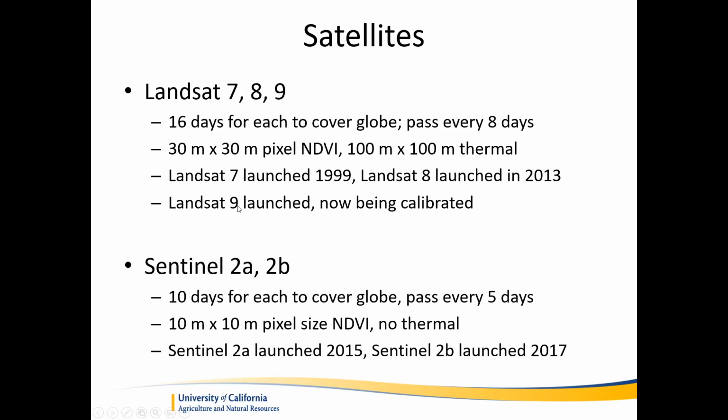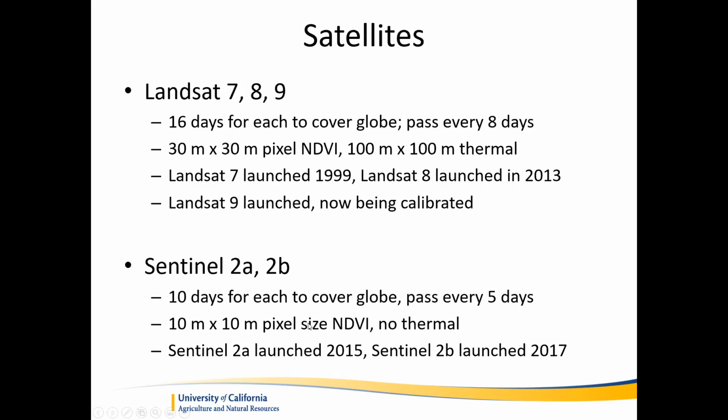So I mentioned Landsat 9 was launched recently. It's now being calibrated, and it will be available then probably early next year for use and essentially replace Landsat 7. Okay, the Sentinel satellites, 2A and 2B, these are from the European Space Agency. They go a little faster, 10 days to cover the globe, and they pass over once every 5 days because they're staggered as well. The nice thing about these satellites, they have a smaller NDVI pixel size, 10 meter by 10 meter, but they don't have the thermal measurement.